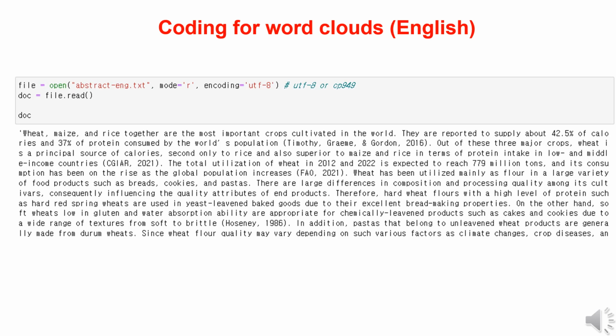Now let's code the process of creating a word cloud using an English text file. The Jupyter Notebook file is available on GitHub, so you can download it and execute it yourself. Firstly, we'll load the text file and store it in the doc variable. After this step, the doc variable will contain English text data in this manner.